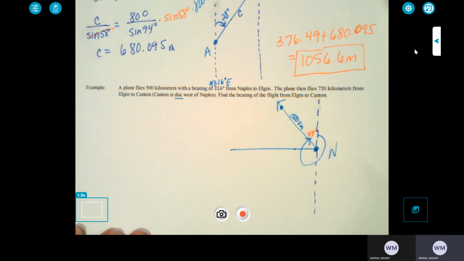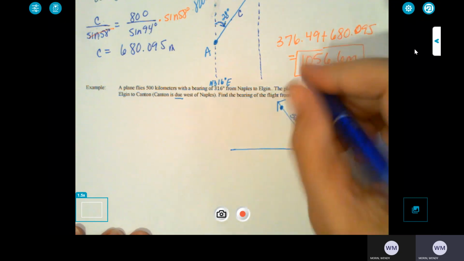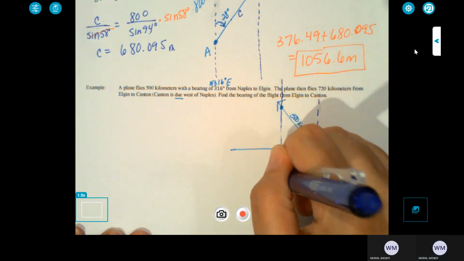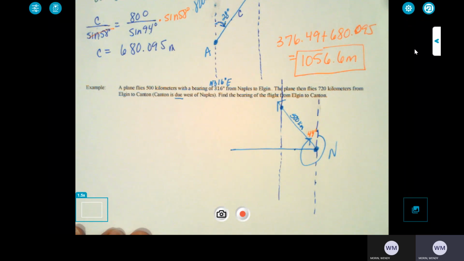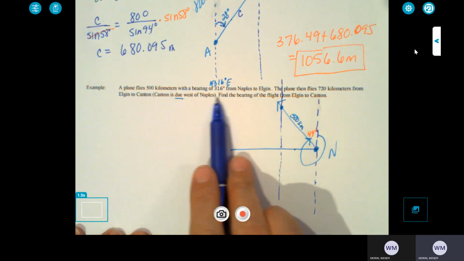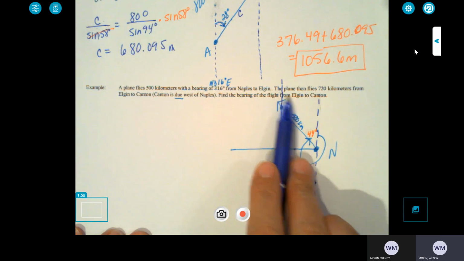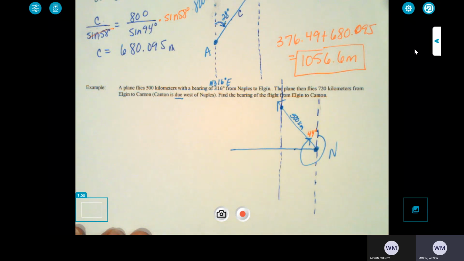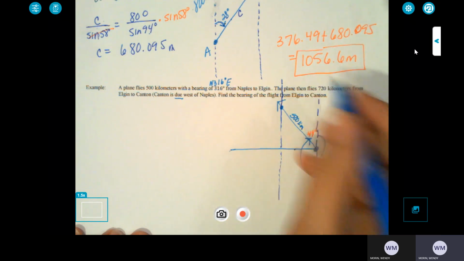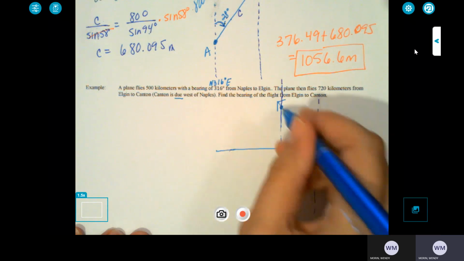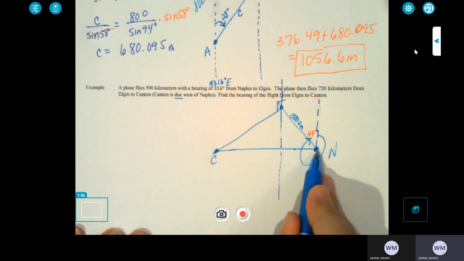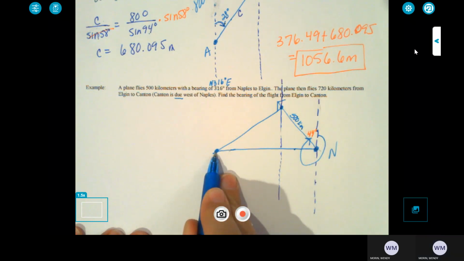We don't know how far. I think that's what they're going to probably ask us to find. Maybe not. So if this is where we're flying from, and it says back to here, what was the bearing? Oh, it didn't tell us. It just says that from this direction, you go 720 miles to Canton. So if Canton is here, then obviously it's probably further down here, because this is 500. What they're telling us is Canton is due west of Naples.